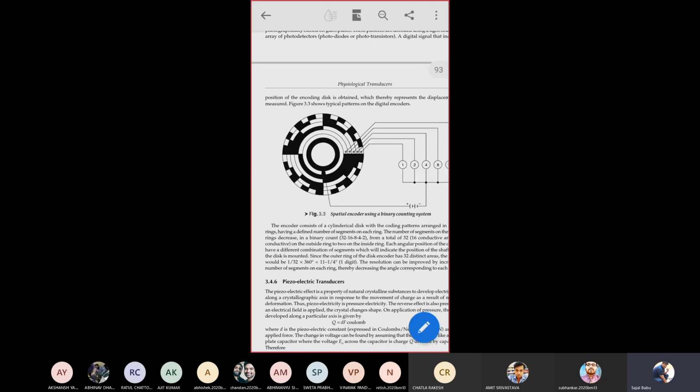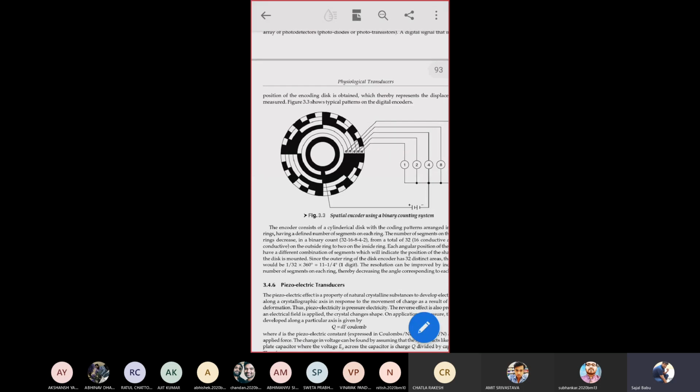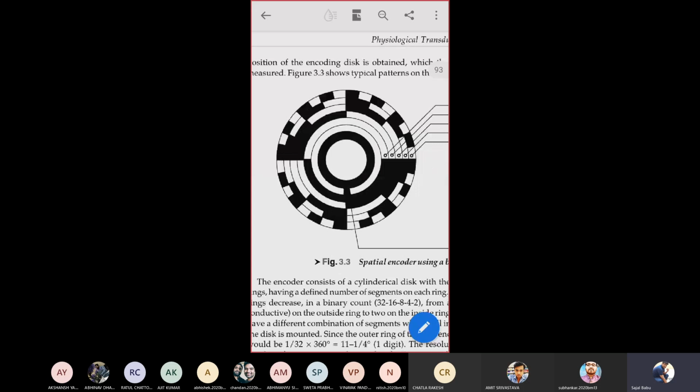Okay, so you can see on the screen this one. So this is the encoder. What is this encoder going to do? This is going to convert your angular displacement. Whatever angular displacement you are going to have, this is going to convert this angular displacement into a digital signal.